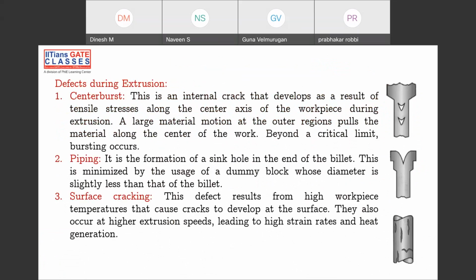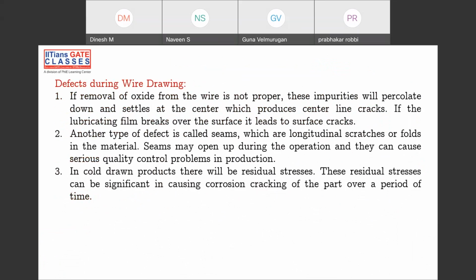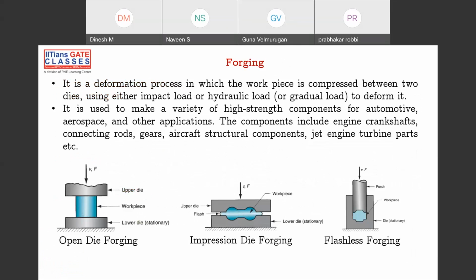And the defects of wire drawing are surface cracks, because when you are doing the drawing, the surface will have some cracks, and sometimes the seams may open up during the operation. In the sense, when you're doing these things, there might be some kind of breakage coming out. Those are called seams. What do you mean by seams? I should show you the diagram. I don't have the diagram. Okay, I'll show you the diagram tomorrow.